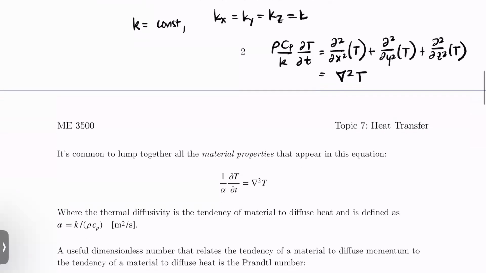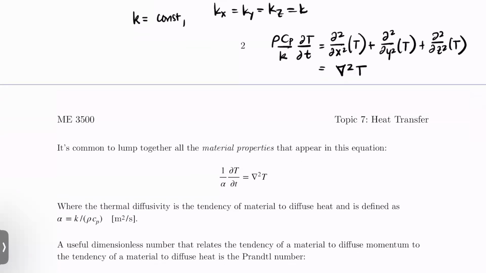Like I said, it's common to lump these material properties together. So this 1 over alpha is just the same as rho Cp over K. This alpha is given a name. It's called the thermal diffusivity. This is the tendency of our material to diffuse heat, and it's just these lumped parameters.